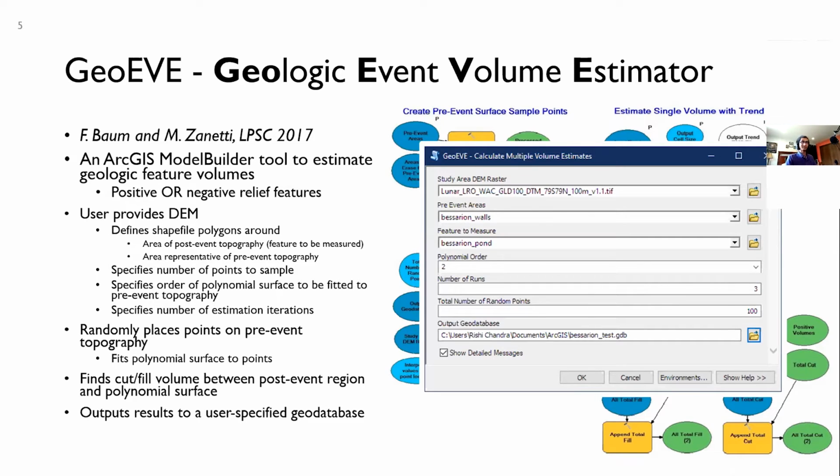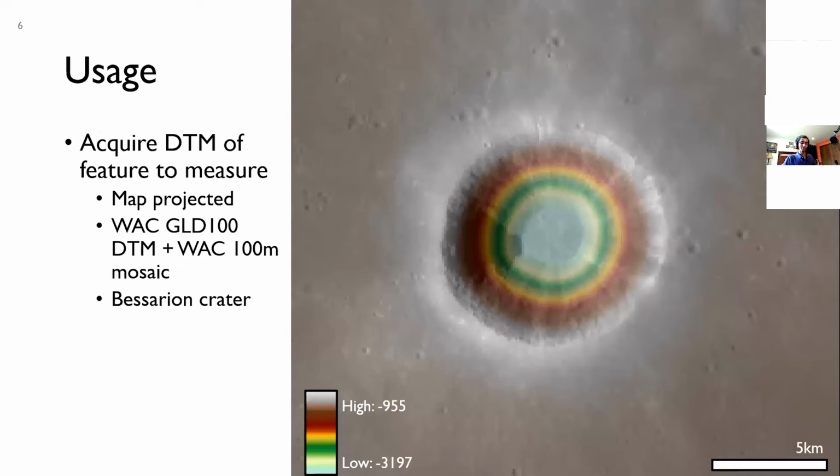So looking at this process more visually, the way we do it for impact craters is going to look like this. You'll start by acquiring a DTM of the feature you're looking to measure. It has to be map projected. The tool is sensitive to map projection, so you have to stay wary about that if you're looking at high latitude features. What you see pictured here is Bessarion crater on the near side of the moon. And the DTM is the WAC GLD 100 meter resolution, and the imagery overlaid on it is the WAC 100 meter mosaic.